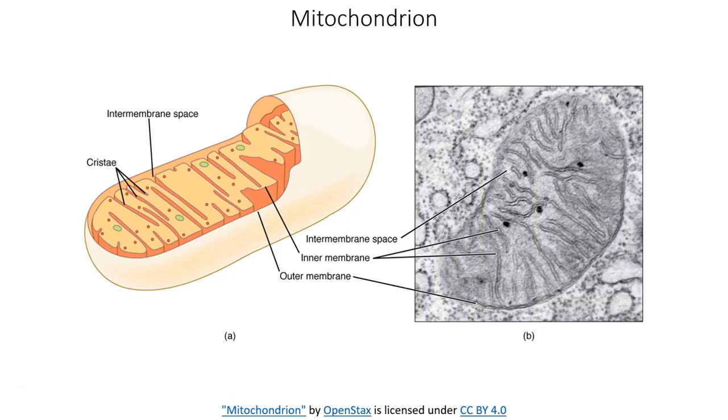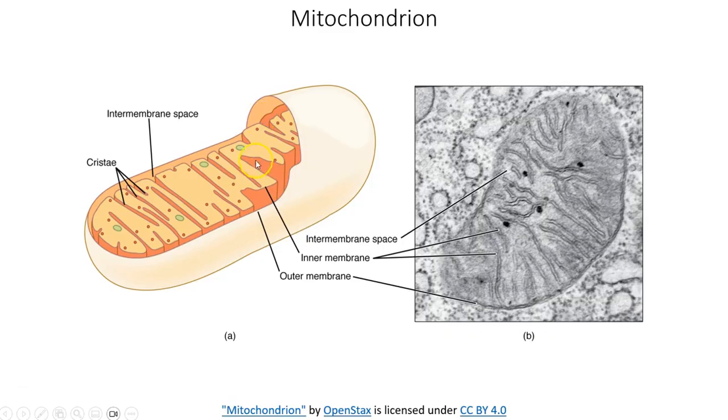So this is what a mitochondria looks like. We have a graphical representation on the left and then an actual image of a real mitochondria from a cell on the right. This is a microscopic image. And so you can see we have this outer membrane space and an inner membrane space. Those two layers of that membrane.